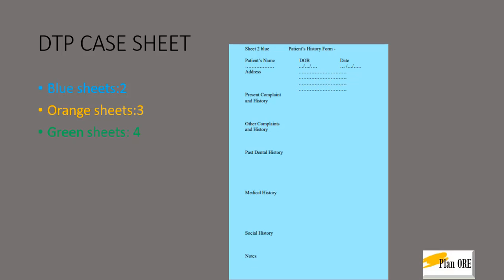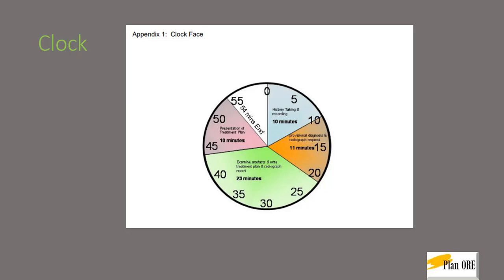So this is the DTP case sheet which you would be downloading from the GDC website, and here you can see the first page of it, which is blue in color. So you have 9 pages in total: 2 blue sheets, 3 orange sheets and 4 green sheets. Now the number of sheets is directly related to the amount of time.